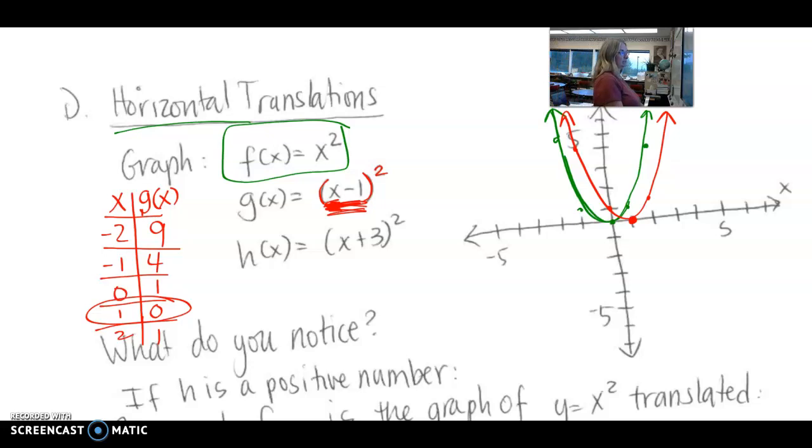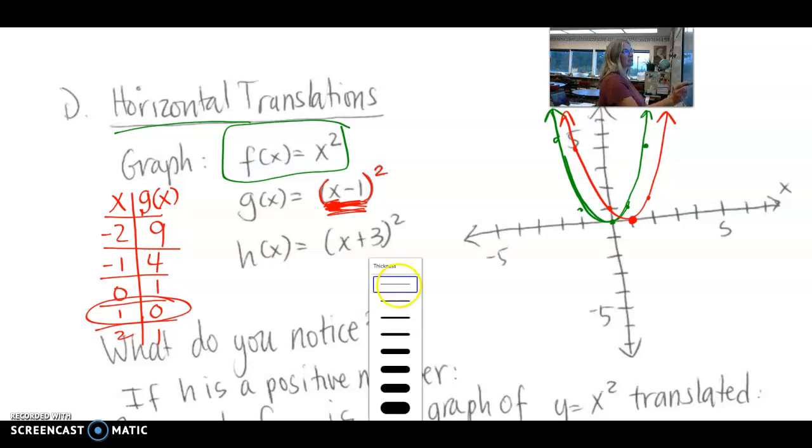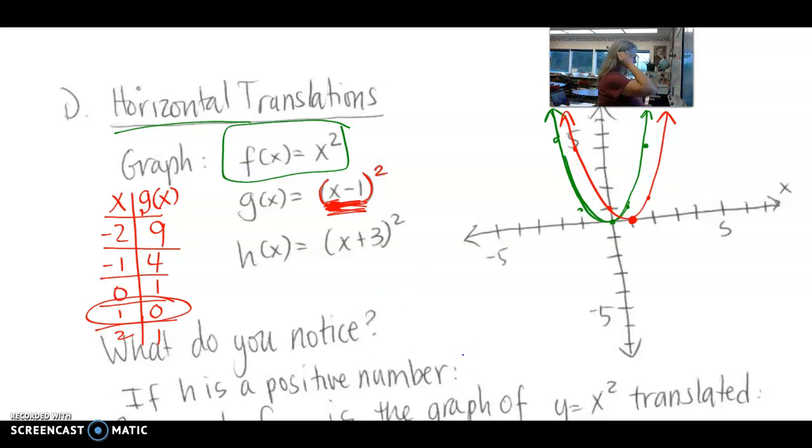Likewise, we could make another table of ordered pairs. In general, what's going to happen is if I subtract a number, it's going to shift to the right.